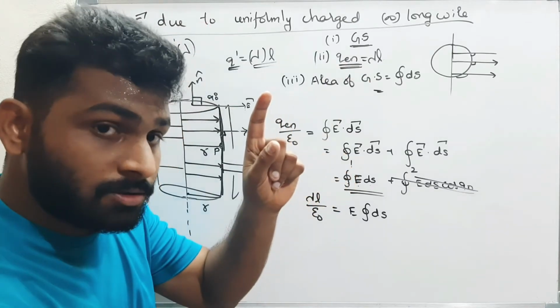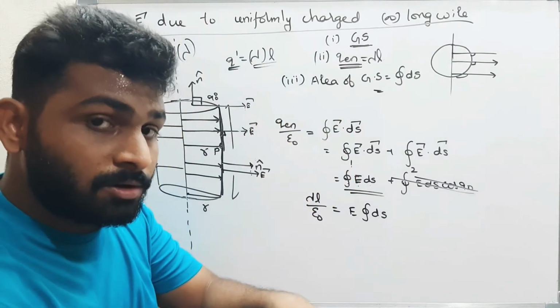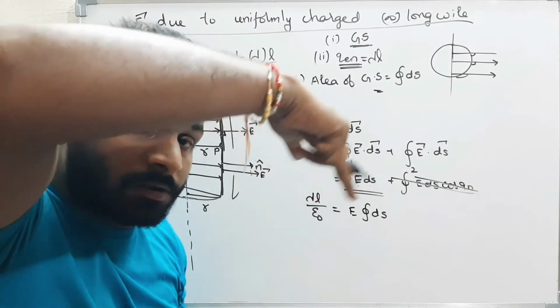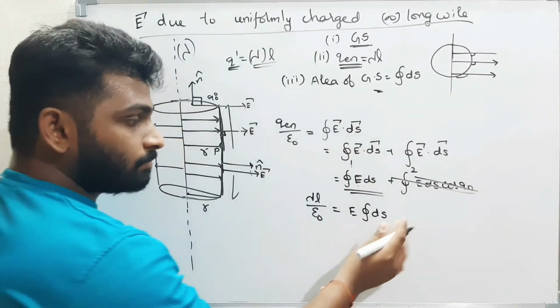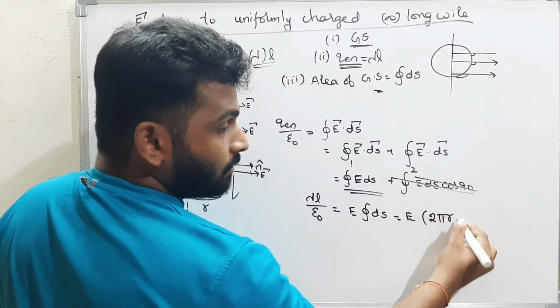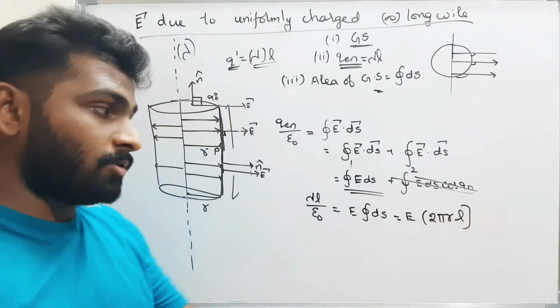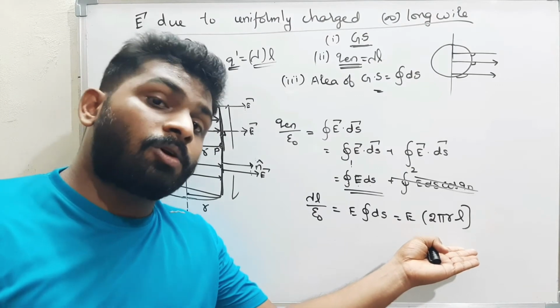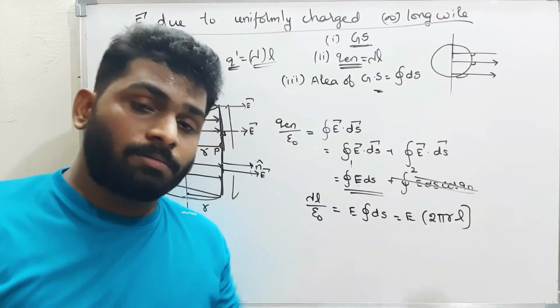And the bottom pi r square is not considered because the flux passing through it is 0. Only the cross section area you have to consider. What is the cross section area of a cylinder? The cross section area of a cylinder is 2 pi r into L. I think you guys know this. The cross section area of the cylinder is 2 pi r into L.